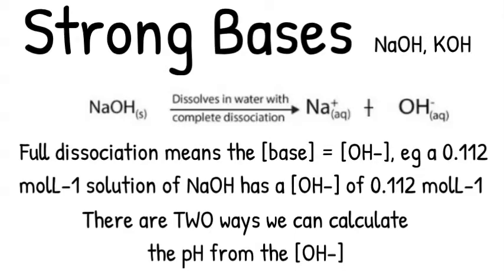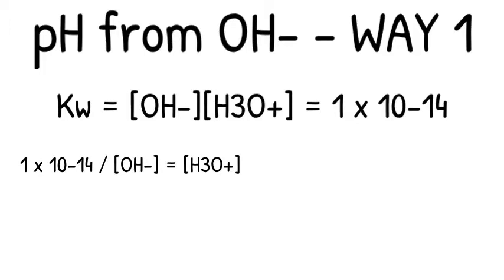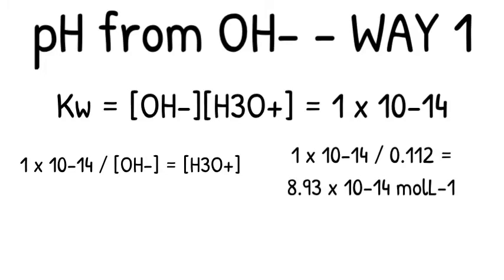Unlike acids, there are 2 ways that we can calculate the pH if we know the OH- concentration. Let's look at the first way here. We can use the Kw expression. That tells us that the concentration of hydroxide multiplied by hydronium gives us the Kw, which we know is 1 times 10 to the power of negative 14. Therefore, rearranging this, 1 times 10 to the negative 14 divided by the OH- gives us the hydronium ions. So 1 times 10 to the negative 14 divided by the hydroxide of 0.112 gives us a hydronium concentration of 8.93 times 10 to the negative 14 moles per litre.